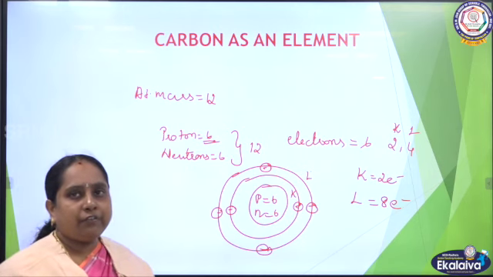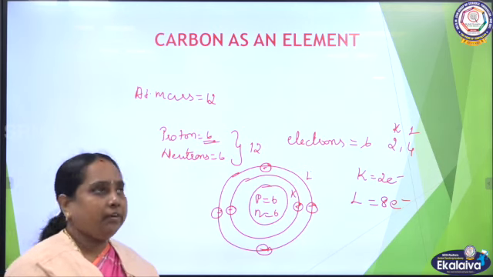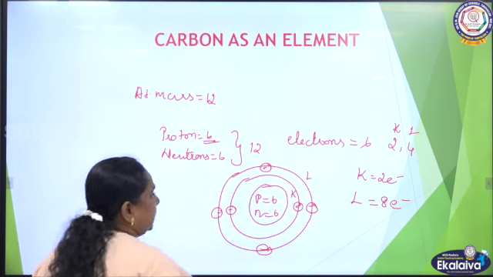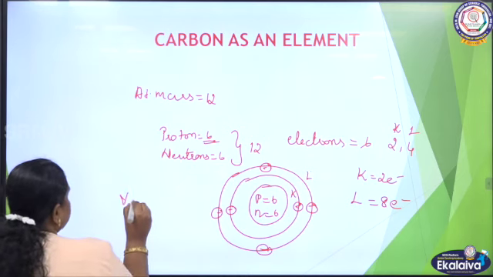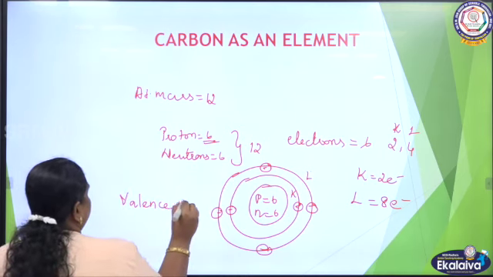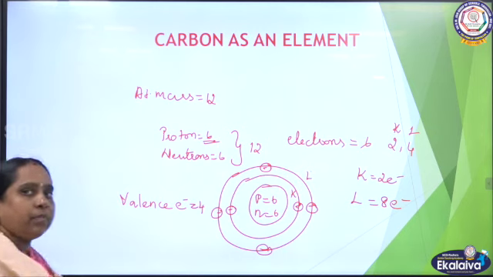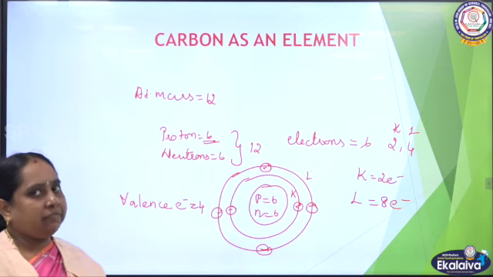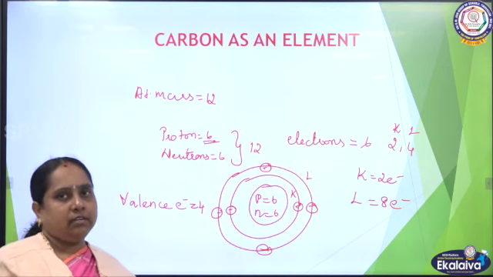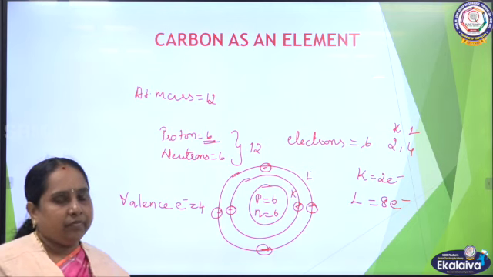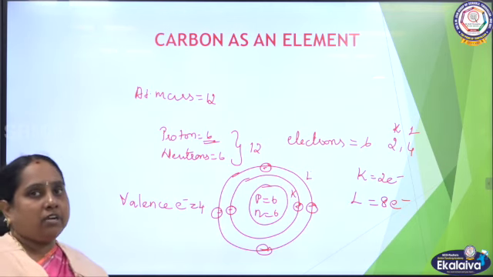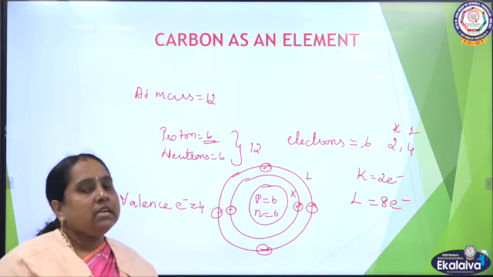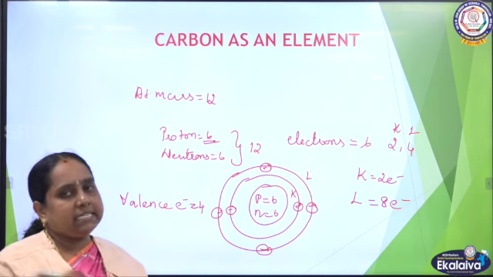Now what is the valency of carbon? You all know very well, because we have already learnt about valency in 9th standard. As it has 4 electrons in the valence shell, the number of valence electrons is also 4. We know that if the number of electrons is less than 4, those elements have the tendency to donate electrons, so they come under the category of metals. If they have more than 4 electrons, those elements have the tendency to gain electrons, and as they gain electrons, they are considered non-metals.